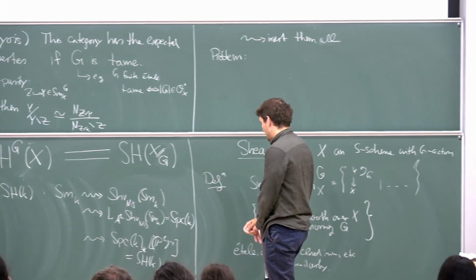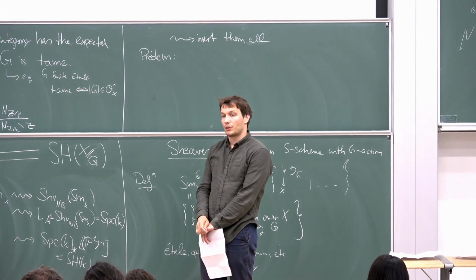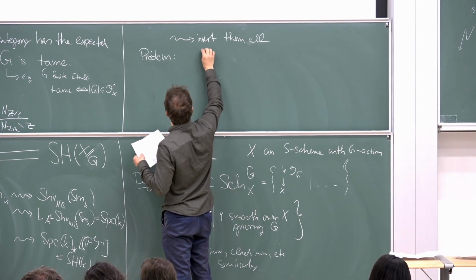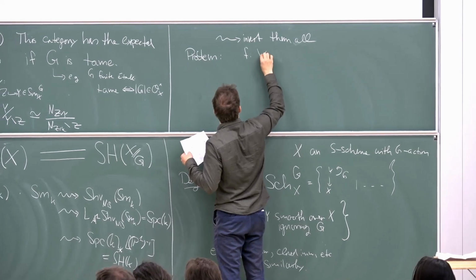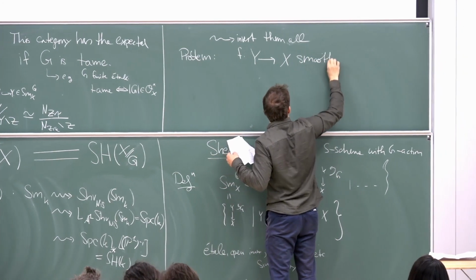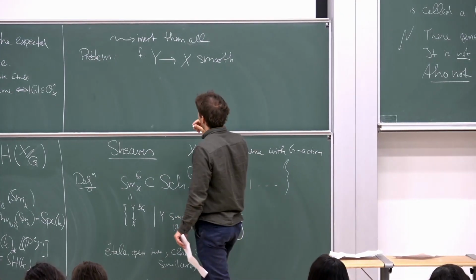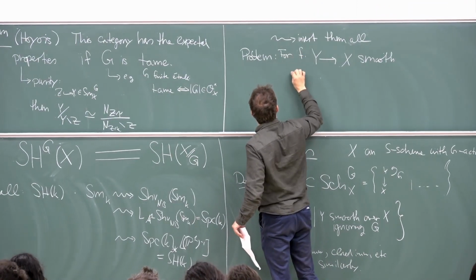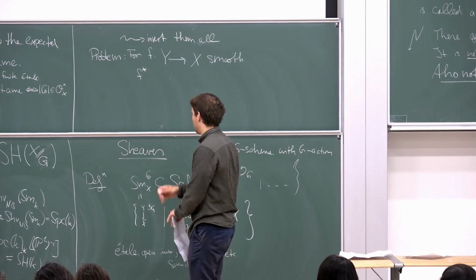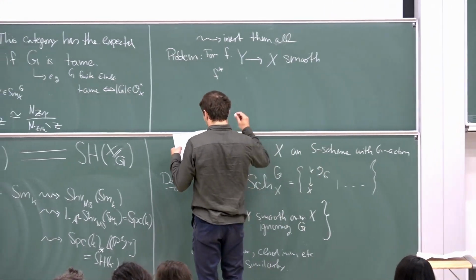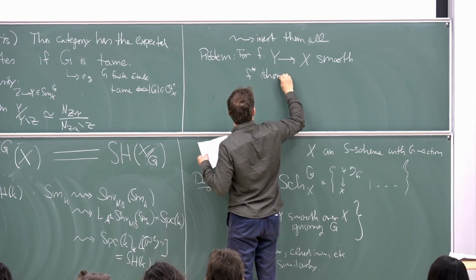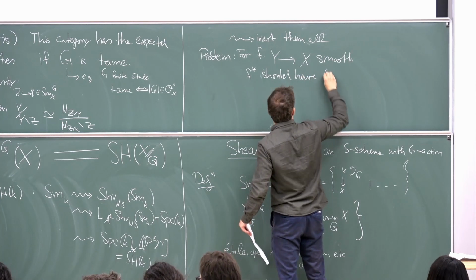The problem which arises is that I want, at the end of the day, to get out some sort of six functors formalism. And so, for example, if I make a smooth morphism f from Y to X, then the pullback should have a left adjoint, which is called f lower sharp.